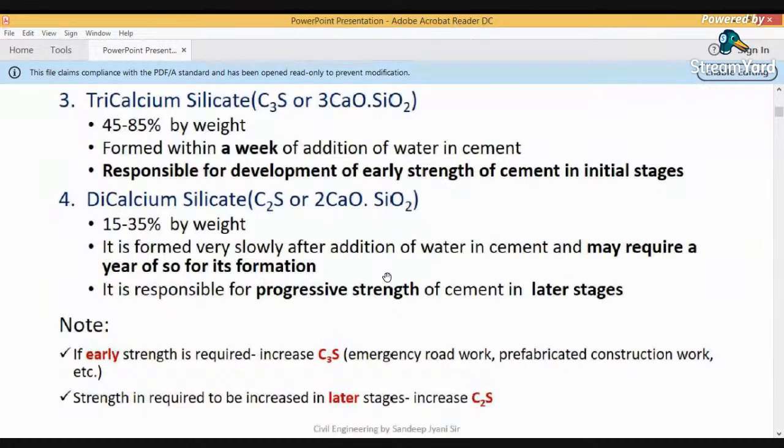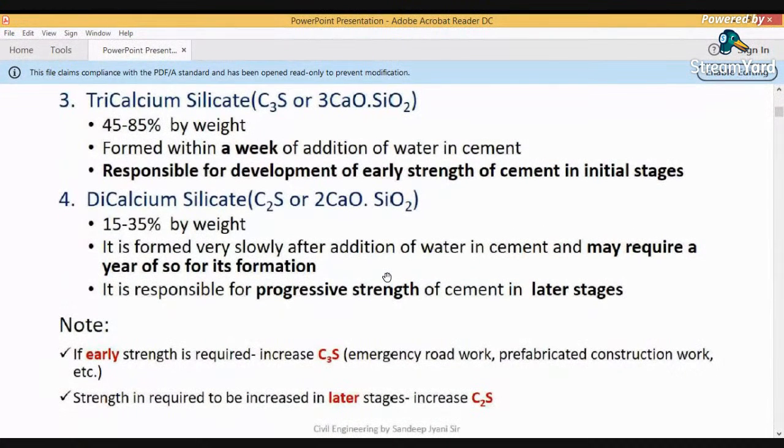Early strength, in which practical field application is it required? Early strength is generally required in road work and preferably in some construction work, because nowadays they want to build very rapidly. There you want to gain strength very rapidly, so you have to use cement whose predominant constituent is C3S, rapid hardening cement. Low heat cement is C2S, the later stage.